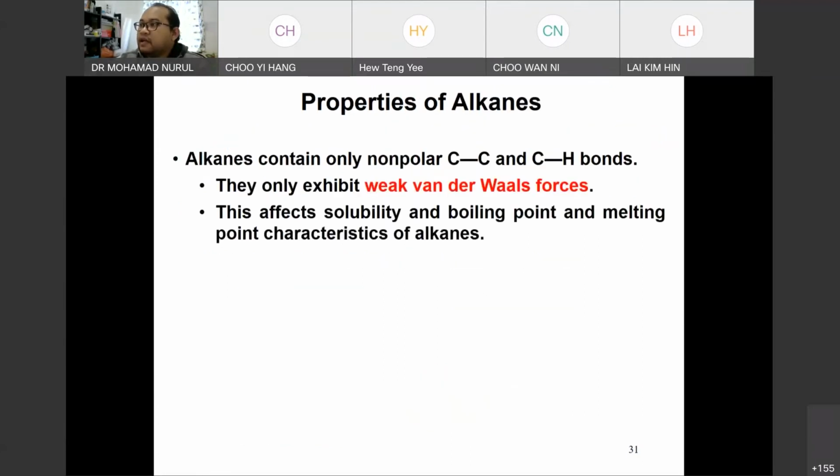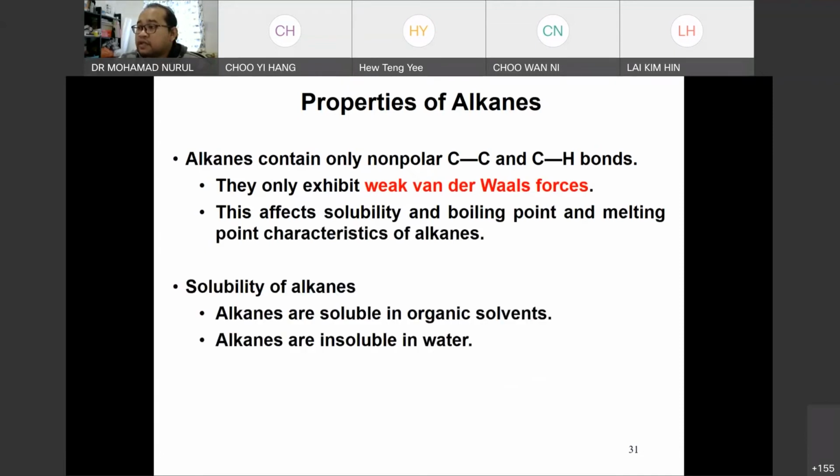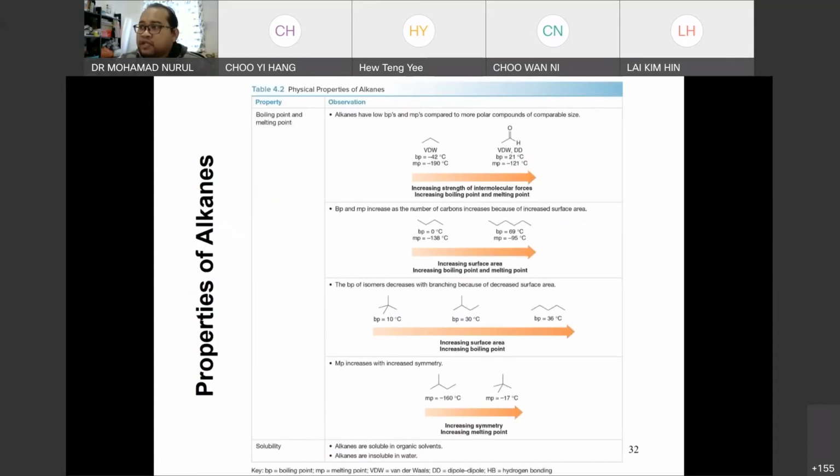And for the properties of alkanes, as we know from chapter 3, they have only C–C and C–H bonds. They only exhibit weak van der Waals forces, or London forces, which affect the solubility, boiling point, and melting point, which cover the characteristics of alkanes. Alkanes are soluble in organic solvents but insoluble in water because they do not have any capability to make hydrogen bonds with water.